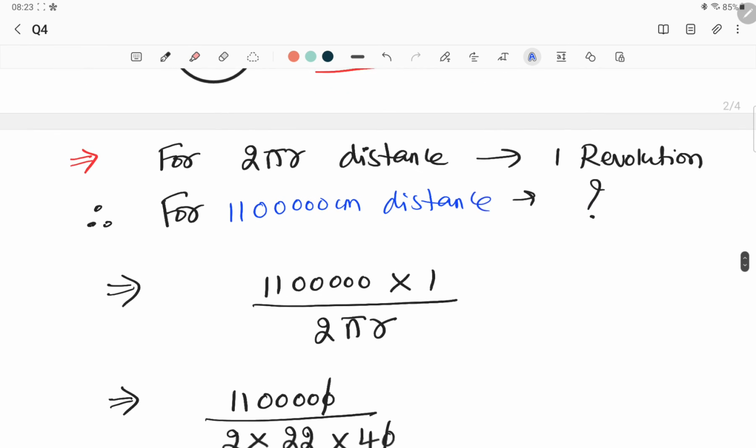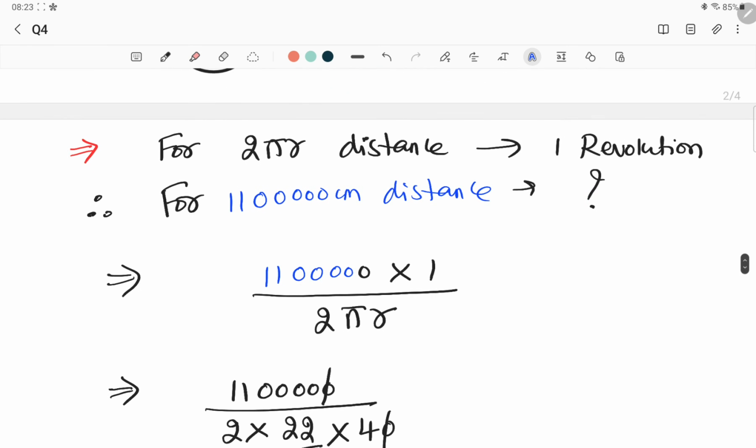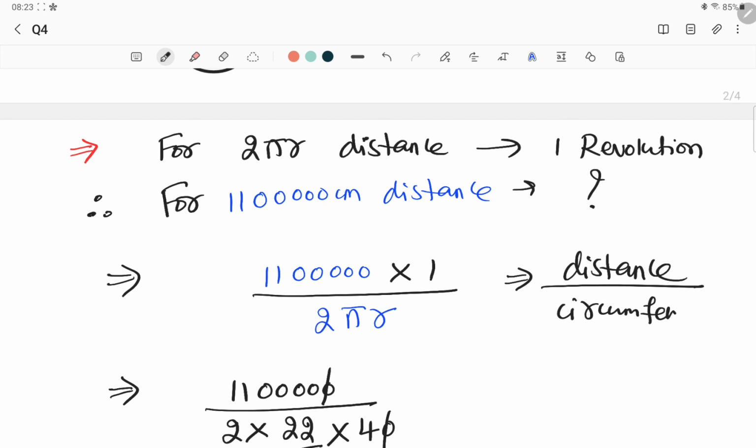That is the main thing, no? Basically, how much distance is there, that has to be divided by the circumference. This is just written like that in the crisscross method. The distance covered divided by the circumference of the wheel gives you the number of revolutions.